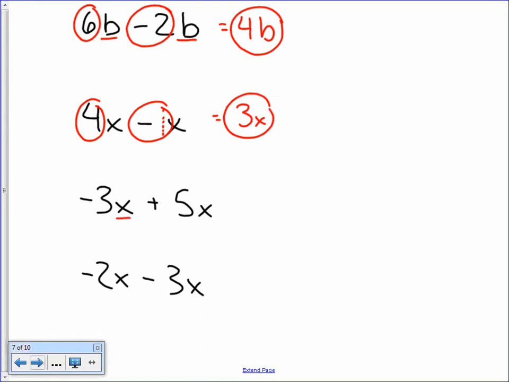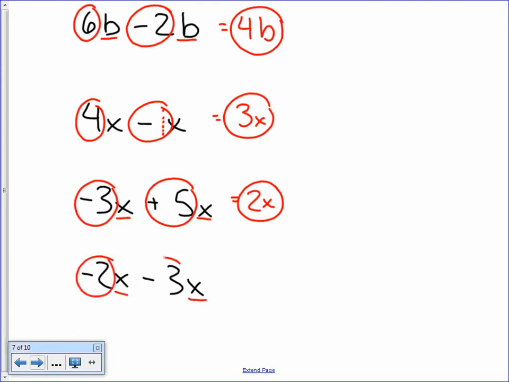The next one here, again, x's are in common. Negative 3 plus the 5 will give me a 2 with the common variable x. And the last one on the slide here, the x's are in common, so I can combine the negative 2 and the negative 3, add or subtract those together, however you like to think about it. Negative 2 minus 3 will give me a negative 5 and the common variable x.